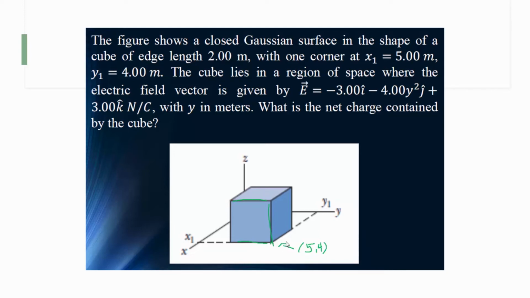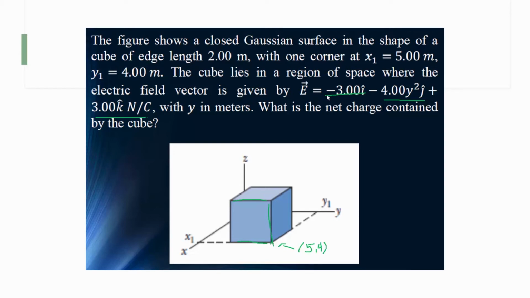The cube lies in a region of space where the electric field is given by E equals negative 3 i, negative 4y squared j, and positive 3 k hat. So, ano ba ibig sabihin ng mga vectors na ito? Isa tong subject na hindi masyadong naturo, pero yeah, try natin explain.